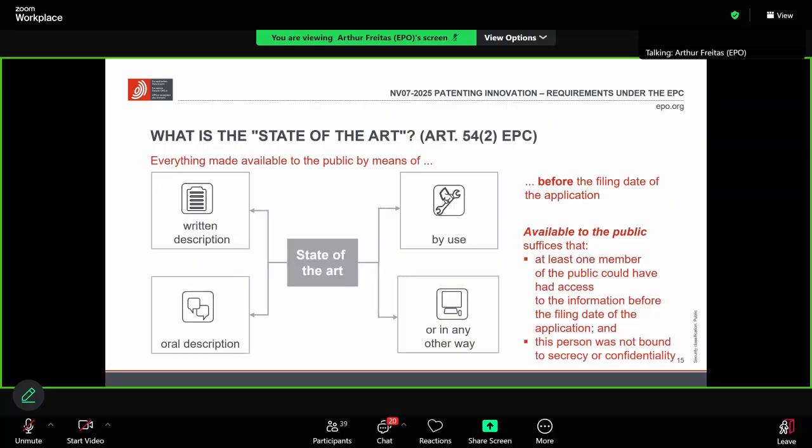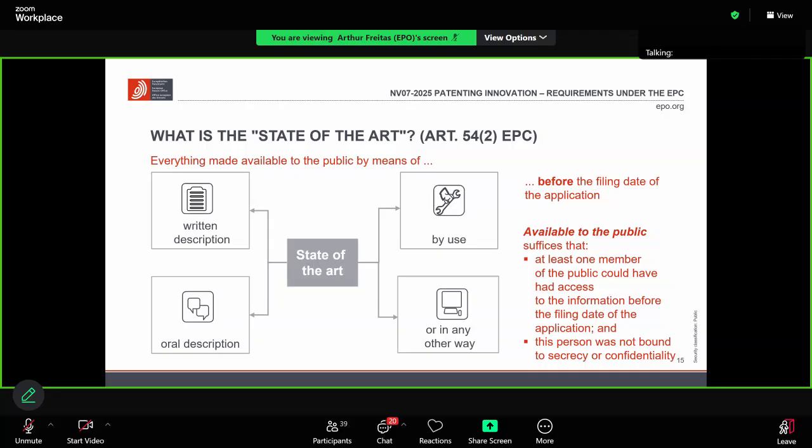So a written description, any type of written descriptions we're talking about here. We're talking about patent applications that are published, scientific papers, even a local ad in a newspaper, right? Oral descriptions, it can be a conference. You went to a conference and you presented your research. Well, bad news, it can be used against your patent application. Also, you went to a podcast and talked about your invention. Careful. And by use as well, okay?